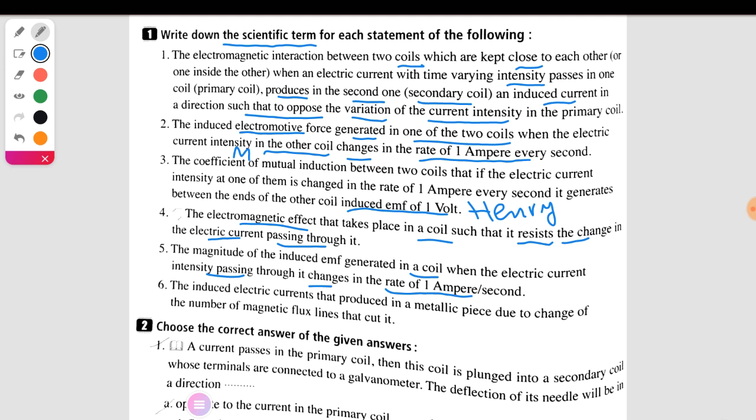Number 6: the induced current that is produced in a metallic piece due to the change in the number of magnetic flux lines that cut it is called eddy current. Eddy current is characterized by high thermal energy.